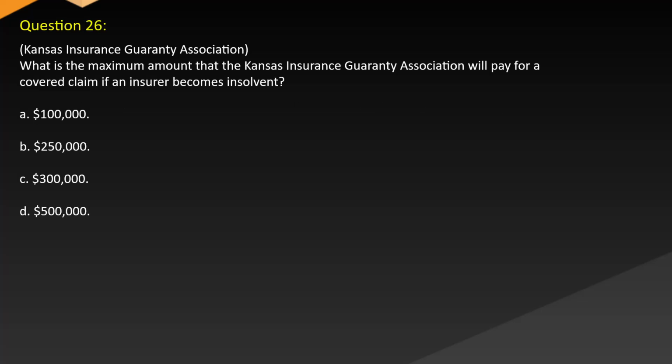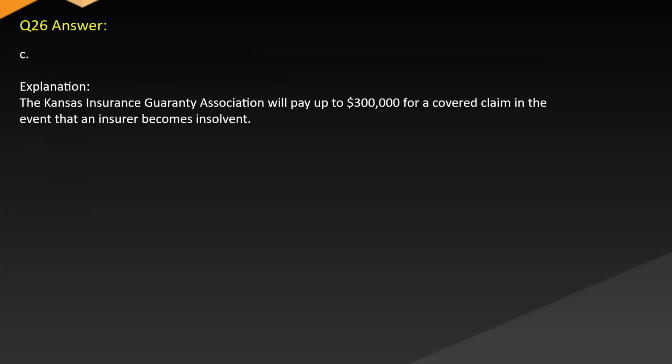Question 26. Kansas Insurance Guarantee Association. What is the maximum amount that the Kansas Insurance Guarantee Association will pay for a covered claim if an insurer becomes insolvent? A. $100,000. B. $250,000. C. $300,000. D. $500,000. Answer C. Explanation. The Kansas Insurance Guarantee Association will pay up to $300,000 for a covered claim in the event that an insurer becomes insolvent.